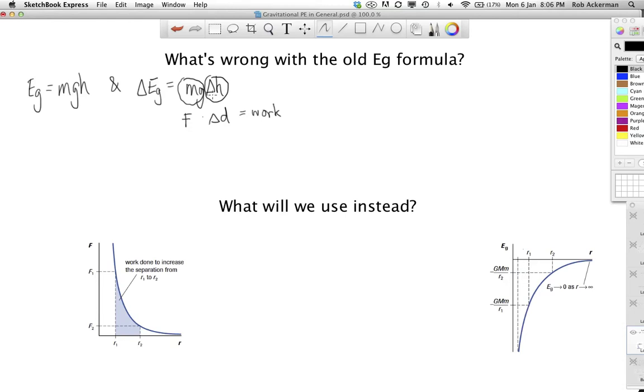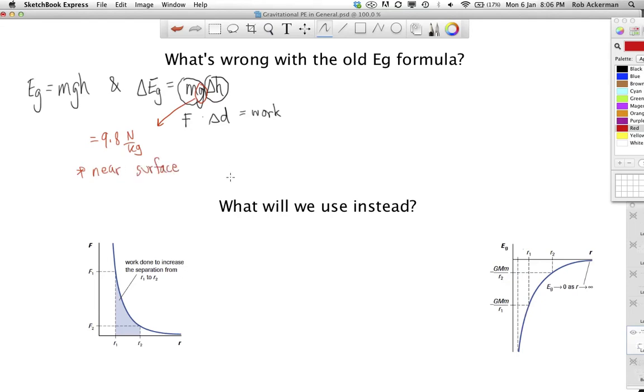Here's the problem. The problem is that the g value in here, and I'll just highlight that with another color, g is equal to 9.8 newtons per kilogram, but only if you stay very close to the surface of Earth.